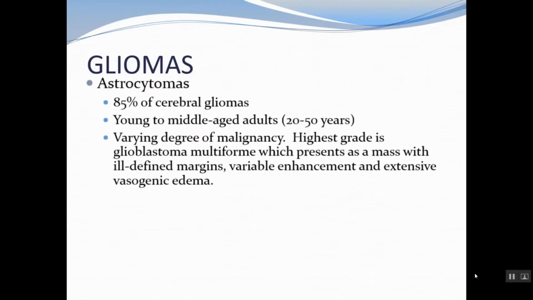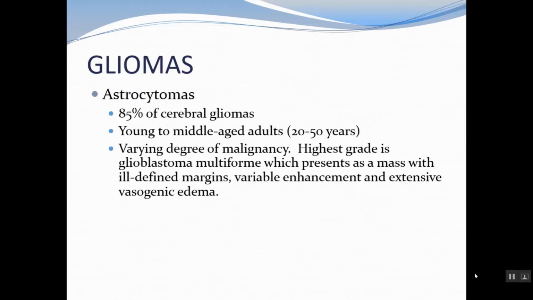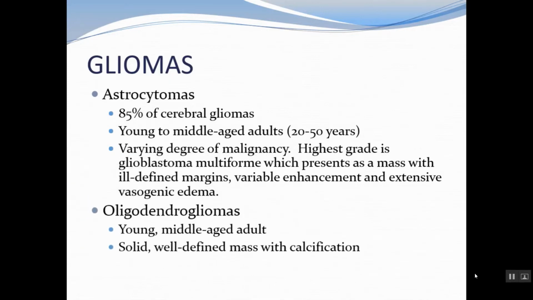Gliomas: astrocytoma represents 80% of cerebral gliomas. It occurs in young or middle-aged adults, 20 to 50 years, with varying degrees of malignancy. The high grade, glioblastoma, presents as a mass with ill-defined margins, variable enhancement, and extensive vasogenic edema. Oligodendroglioma occurs in young, middle-aged adults, a solid well-defined mass with calcification.